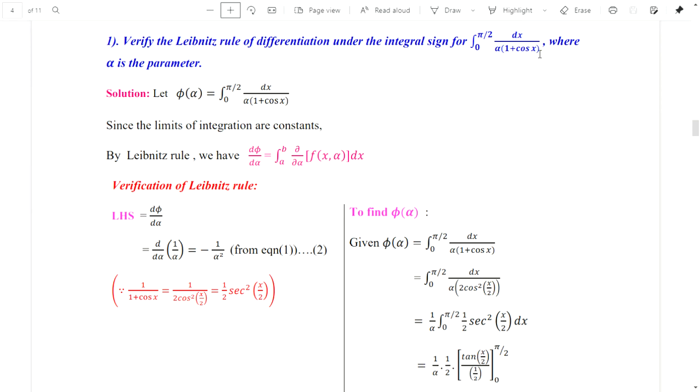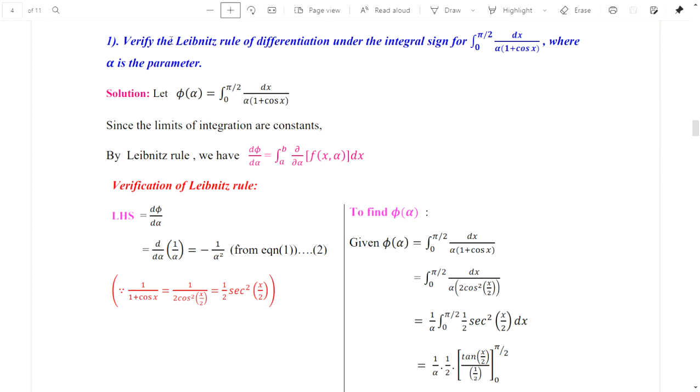Since the final answer is in terms of alpha, I am taking let phi of alpha is equal to integral of 0 to pi by 2 of 1 divided by alpha into 1 plus cos x into dx. Since the limits of integration are constants here, by Leibniz rule, we have d phi by d alpha is equal to integral of a to b dou by dou alpha of the function, that is f of x comma alpha into dx. Now, what is f of x comma alpha here? Here f of x comma alpha is 1 by alpha into 1 plus cos x.